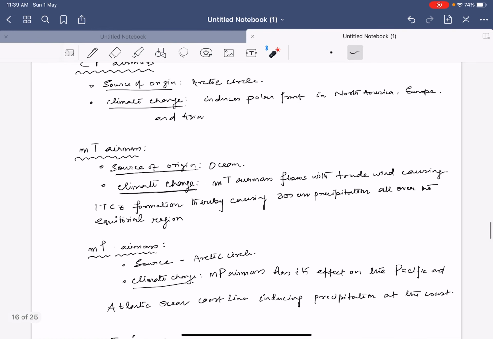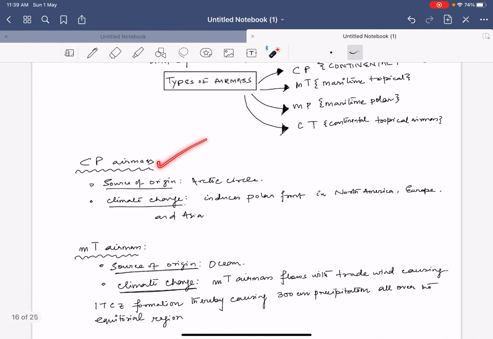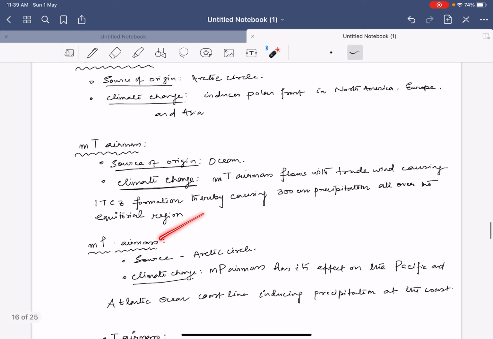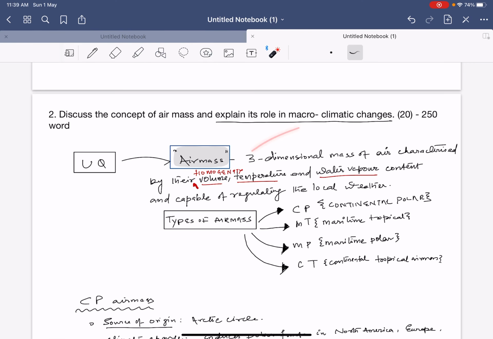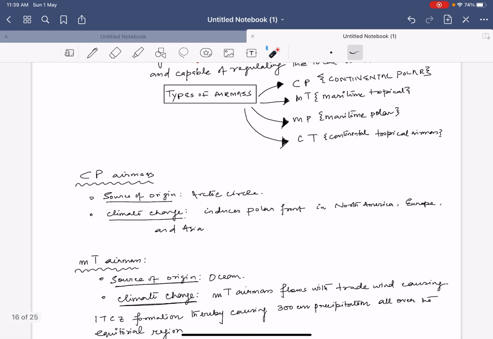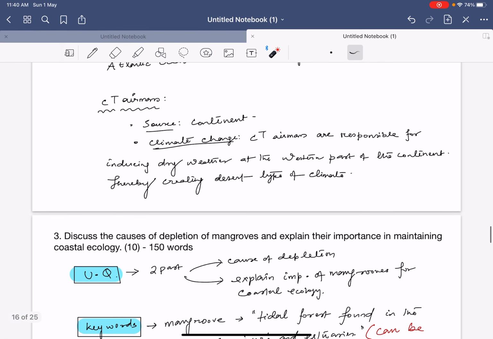See, this is for your basic understanding. You need to write the continental polar, maritime tropical, maritime polar air mass, and continental tropical air mass. Introduction, we can discuss the air mass, three-dimensional features, and then types of air mass. And then in the similar format, we can write what is the source of the origin and what changes they induce over the continents. Right? We'll move on to the next question.